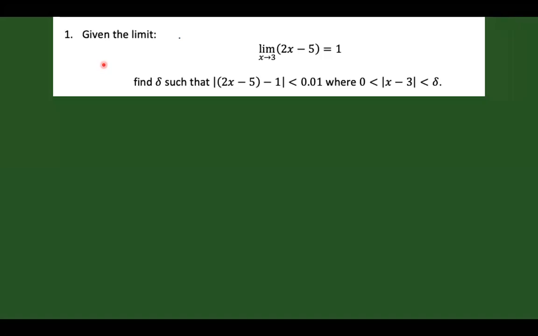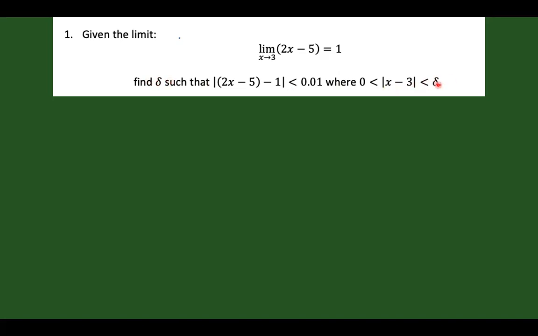Before we solve or prove the given limit using the formal definition of limit, let's solve problem number one first. Given the limit of 2x minus 5 as x approaches 3 is equal to 1, we need to find delta such that the absolute value of 2x minus 5 minus 1 is less than 0.01, where the absolute value of x minus 3 is greater than 0 and less than delta. In this case, we need to find the value of delta.